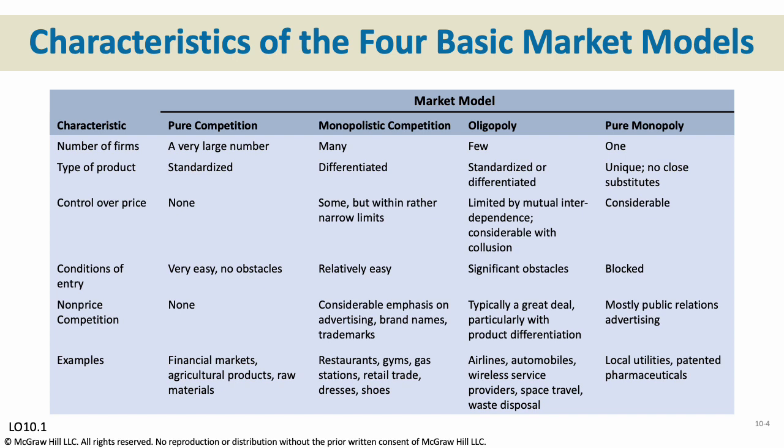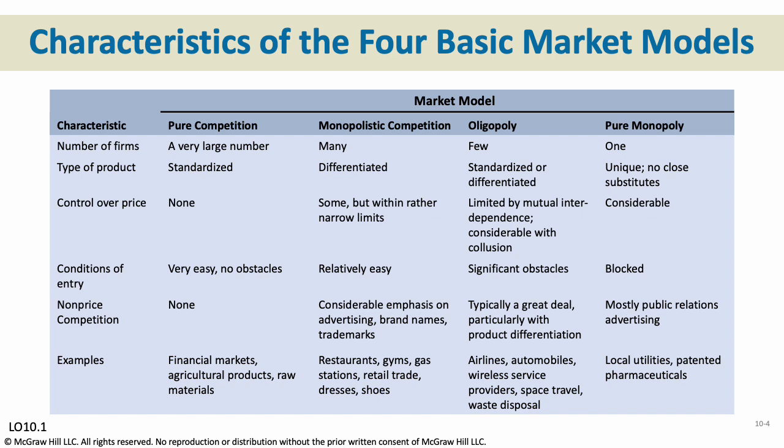There's some control over price, but within rather narrow limits, so you can make your product a little different and price differently. But you can't have a gym that's $500 a month if most of your competitors are $20. You'll go out of business if you do that. Relatively easy to enter the market. And how do the companies in monopolistic competition compete? Well, they compete with things like advertising, brand names, and trademarks.